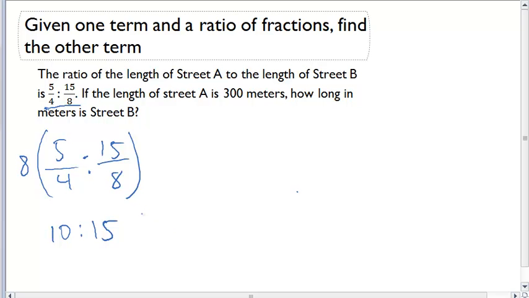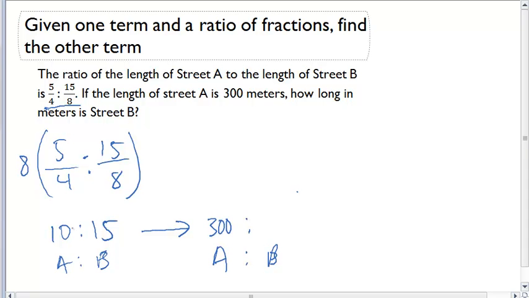Now that I have this new ratio, I can figure out the answer to the question. I have the length of street A is 300 meters, and I want to know the length of street B. Well, here's what I already know. I have a ratio of A to B of 10 to 15. So let's set up a new ratio of A to B, an equivalent ratio. I know that A is already 300.